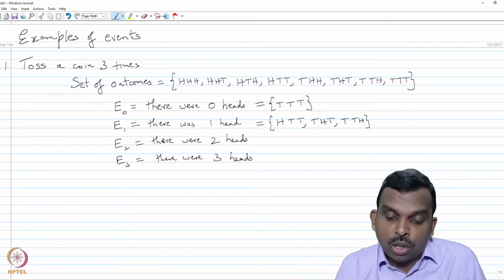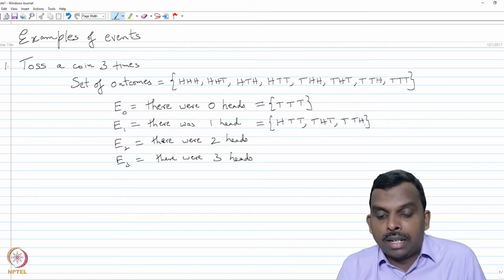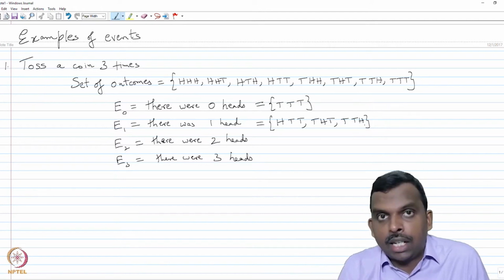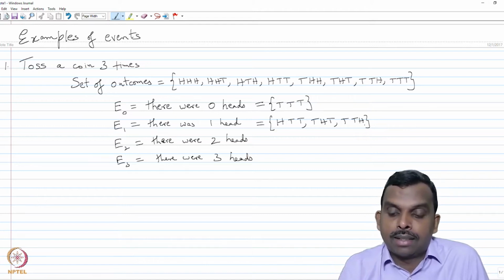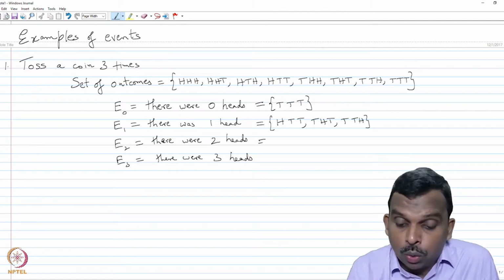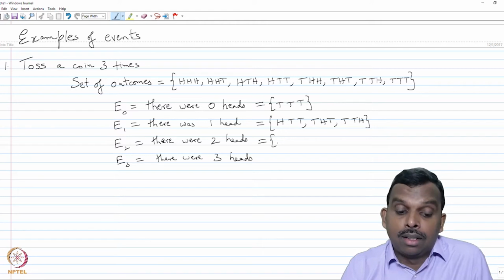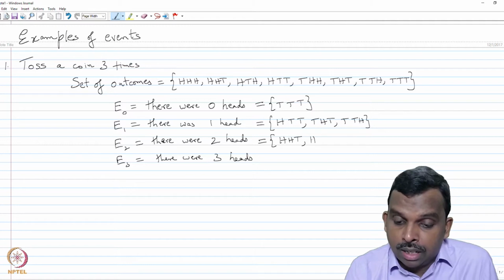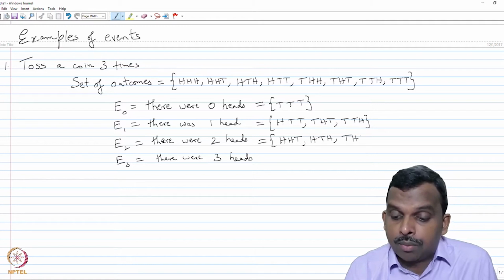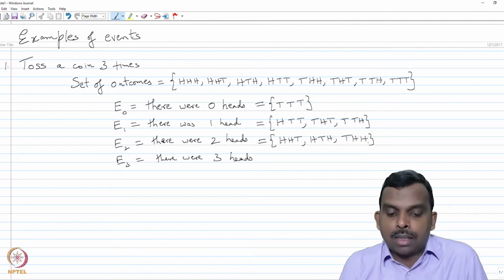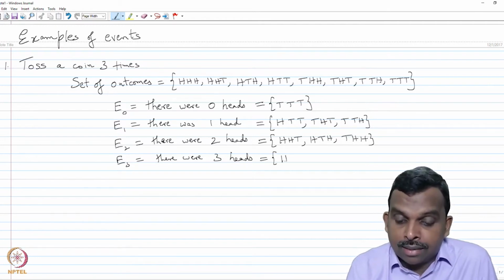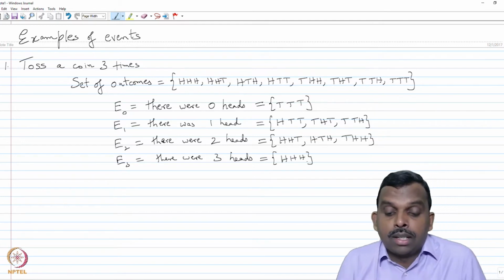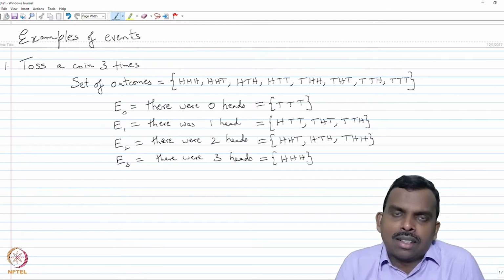So there should be only 1 head. It could either be in the first toss, the second and third toss being tails, or the head could be in the second toss, the first and third toss being tails, or the head could be in the third toss. So those are the 3 possibilities. Now we also have E2, which is there were 2 heads, in which case you have these possibilities: HHT, HTH, and THH. It's easy to see what these subsets are. And finally, we have there were 3 heads, and that's just 1 possibility. So these are these 4 simple events that one can define: E0, E1, E2, E3.